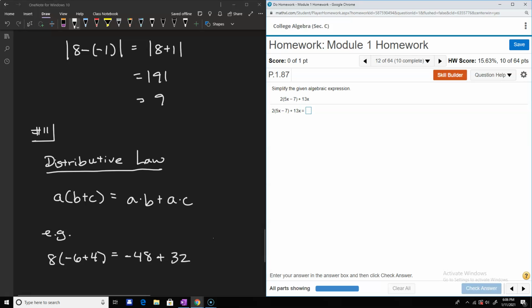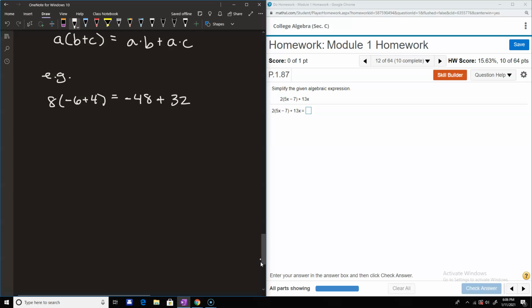Okay, so number 12, again, we're utilizing the distributive law to do a little bit of simplification. So for number 12 here, we have 2 times the quantity 5x minus 7 plus 13x. So we start by distributing. 2 times 5x will make 10x. 2 times -7 will be minus 14. And then we have plus 13x.